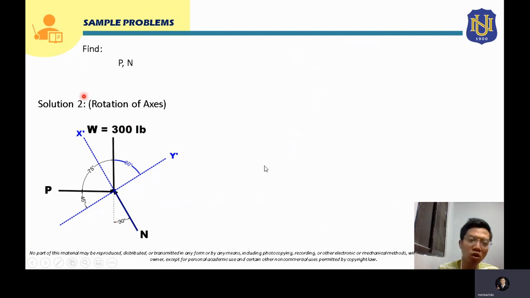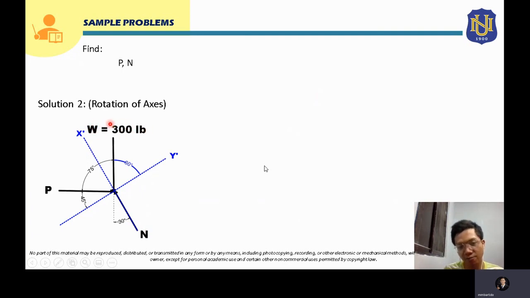To solve this using solution 2, we are going to place one of the unknown forces on one of the new axes. In this case, we are going to put normal force N on the new x-axis. If this is the new x-axis, then this perpendicular axis will be the new y-axis. Again, your N is already on the new x-axis. So we have to solve for the angle of the 300-pound force.